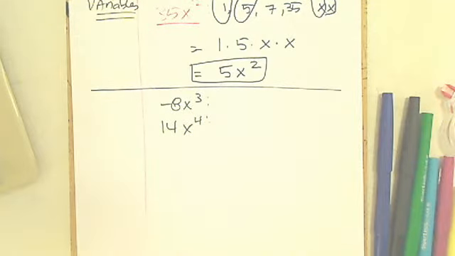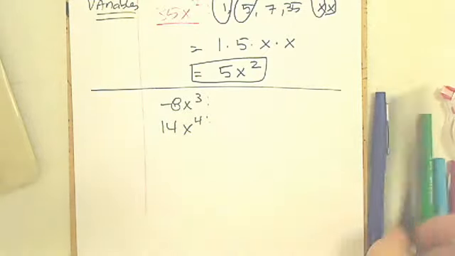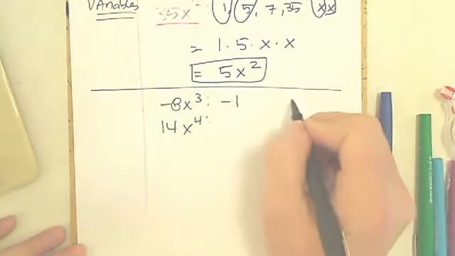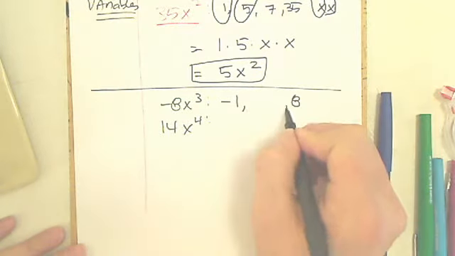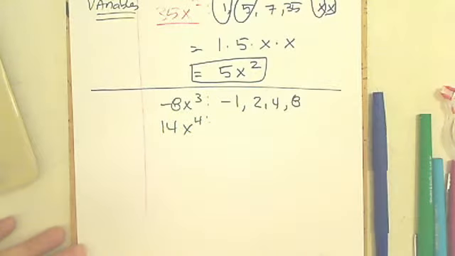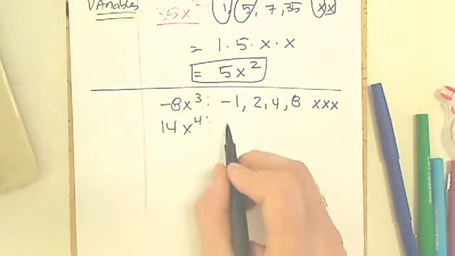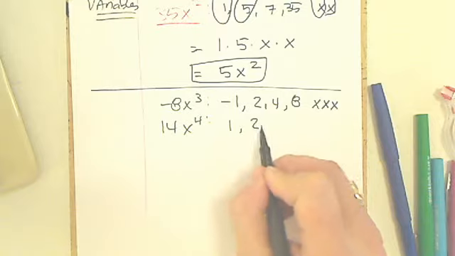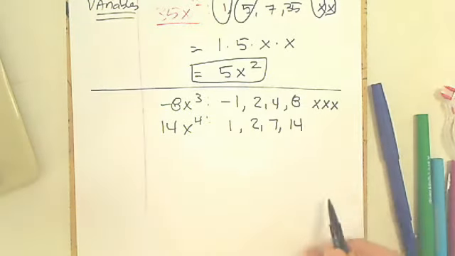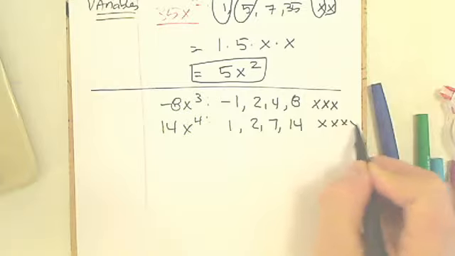Now, with this one, with the negative 8, we have to take out a negative 1 first, and then take out a positive 8. And then the rest of your factors will be positive, 2 and 4. So you should have negative 1, 2, 4, and 8. And then when you dissolve x cubed down, x, x, and x. And you break down 14. 1, 2, 7, 14. Dissolve x to the 4, x, x, x, x.